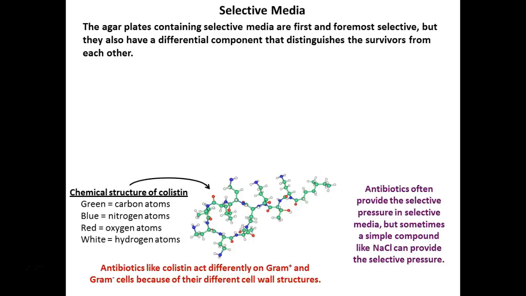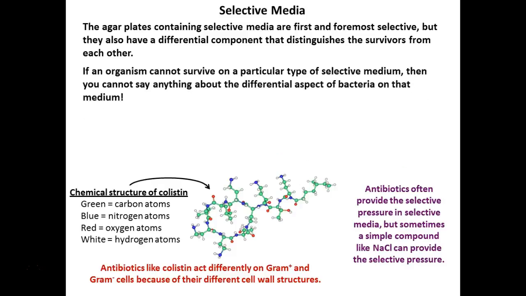So the antibiotic is a selective pressure, but sometimes the simple compound sodium chloride, which we know is salt, can be a selective pressure. Which plate was that? The MSA, because it stands for Mannitol Salt Agar. And in that case, the sugar mannitol is in its alcohol form. Sugars can actually be alcohols too.